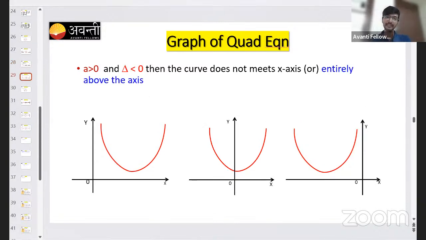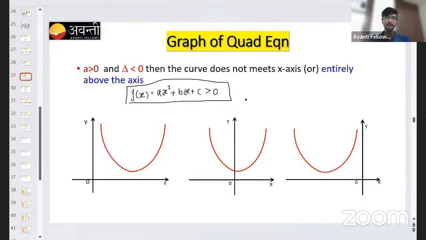And if it is above the x-axis, then f of x, which is the quadratic expression ax square plus bx plus c, will be greater than 0, not equal to. Equal to is the case of touching. So it will be greater than 0. Got it? So these two conditions are important. Why? Because this will be given in the question.